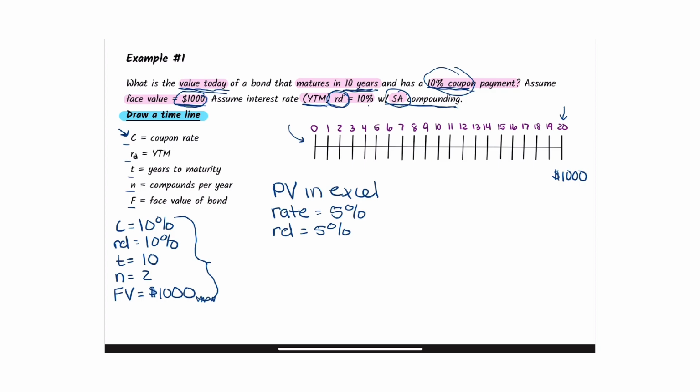Now the number of periods, right? This number of compounding periods for the whole of the investment. If it's a 10-year maturity and it's being compounded twice, the number of periods is going to be 20.